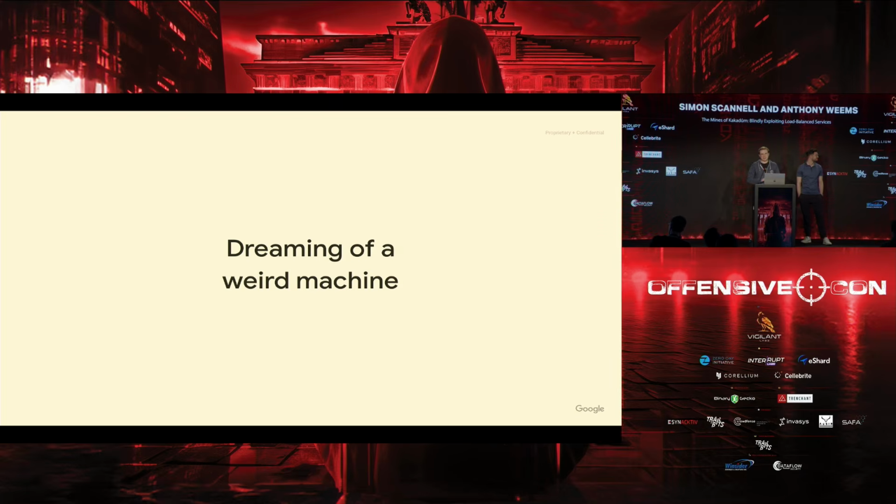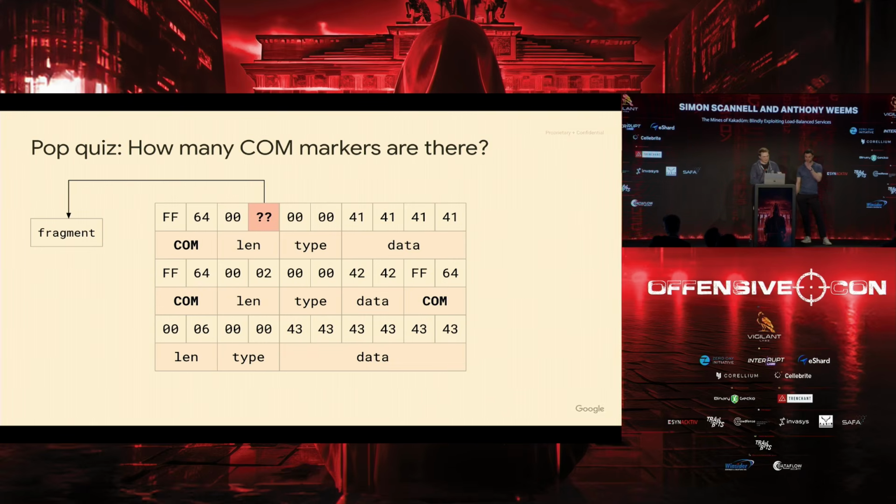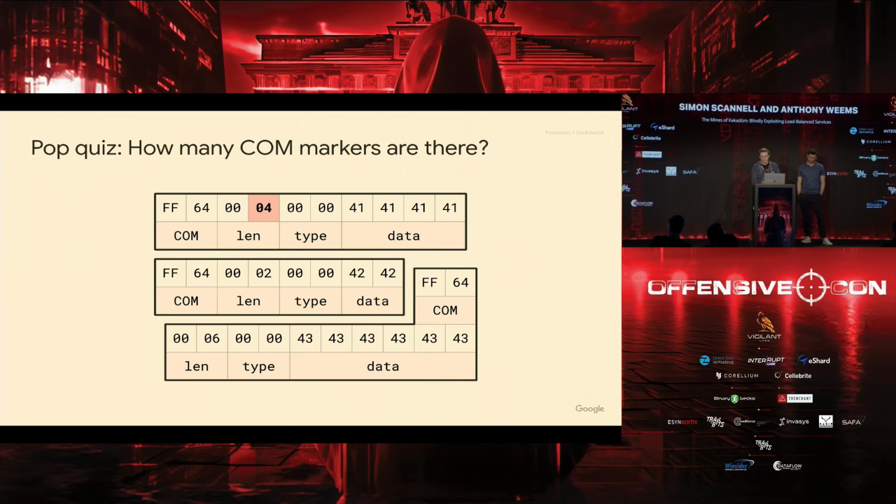And for this, we started dreaming of weird machines that we could make. So I'll ask a quick question. I'll pose this to you: let's say we have these bytes that are all various comment markers of different lengths. And say we have one fragment byte that is the length of the first comment marker. So the question is, how many comment markers do we see in this image? One interpretation of that is 3 comments. If the byte that we leaked was a 4, then the first comment would be correctly identified as 4 bytes long, 4 A's. Then the next comment is 2 bytes, and then the next comment is 6 bytes.